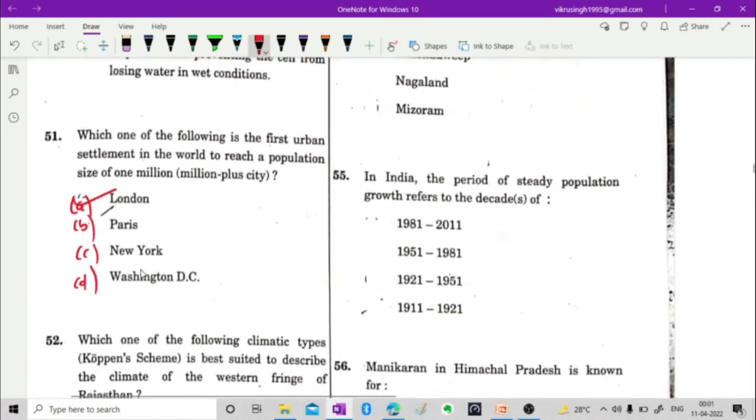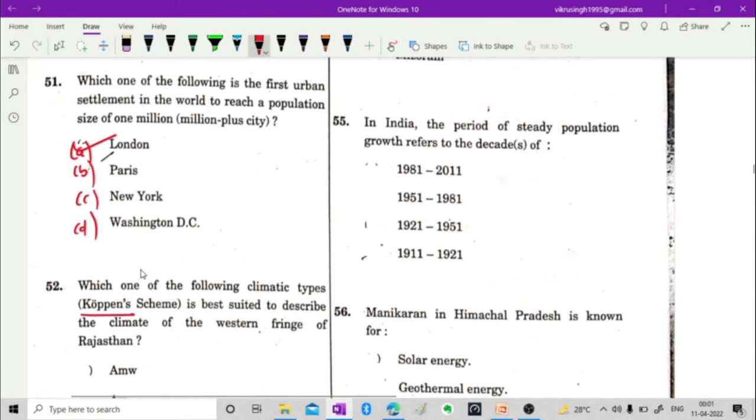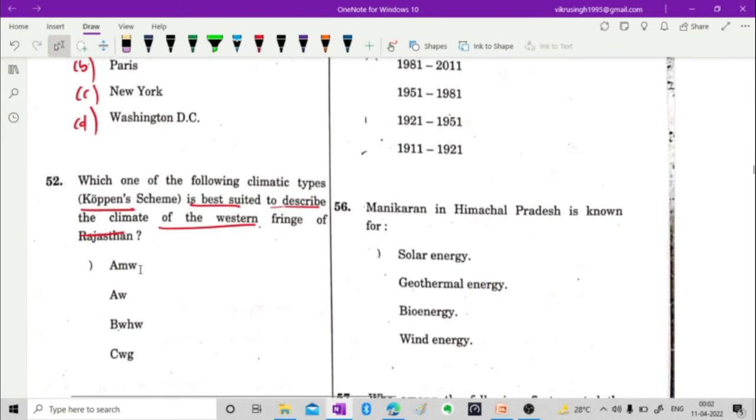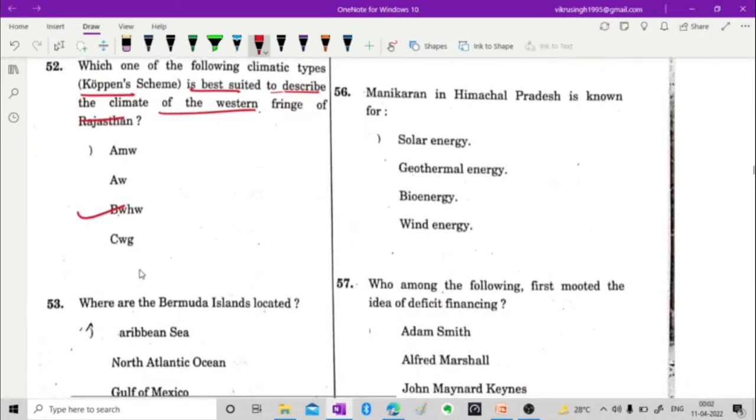Question number 52 says, this is regarding the geography portion. Köppen scheme is best suited to describe the climate of the western fringe of Rajasthan. So which one is that? BWhw. So option C is the correct answer.